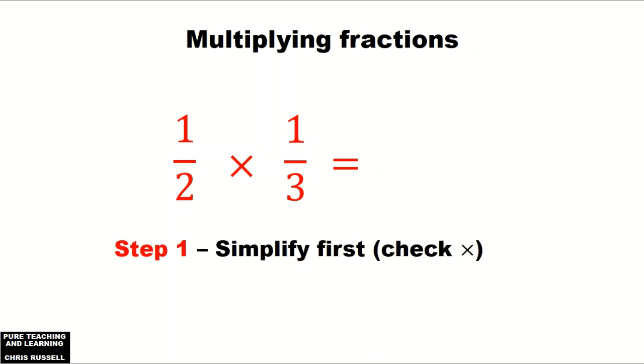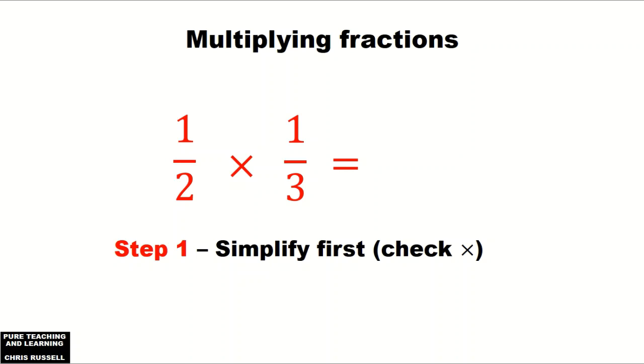Okay, multiplying fractions. So with multiplying and dividing fractions, it does not use the same concepts as subtracting and adding fractions. You do not need the same denominators. So here we have 1/2 multiplied by 1/3. Our first step is to simplify first. So you always check the multiplication sign. The diagonals give you a clue about what to simplify. So you simplify the diagonals.